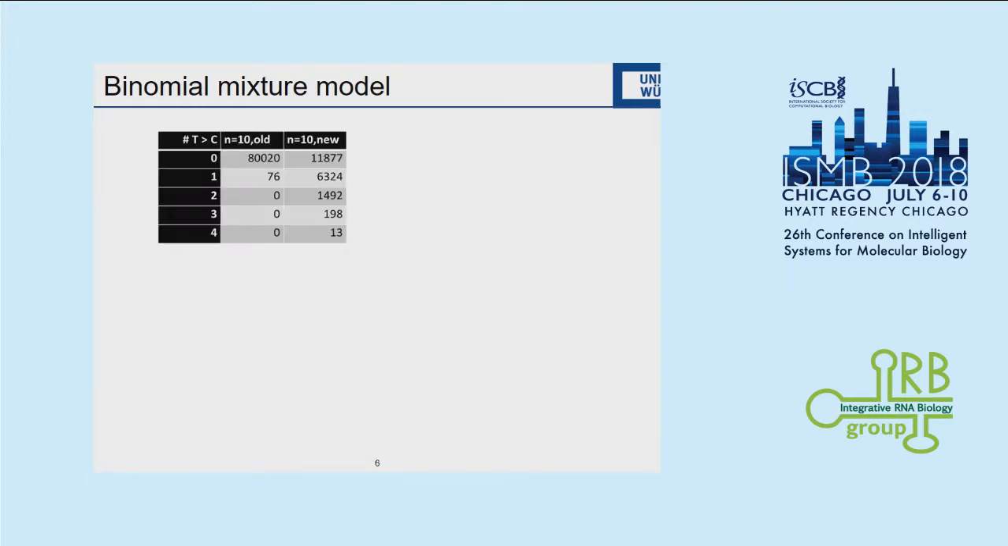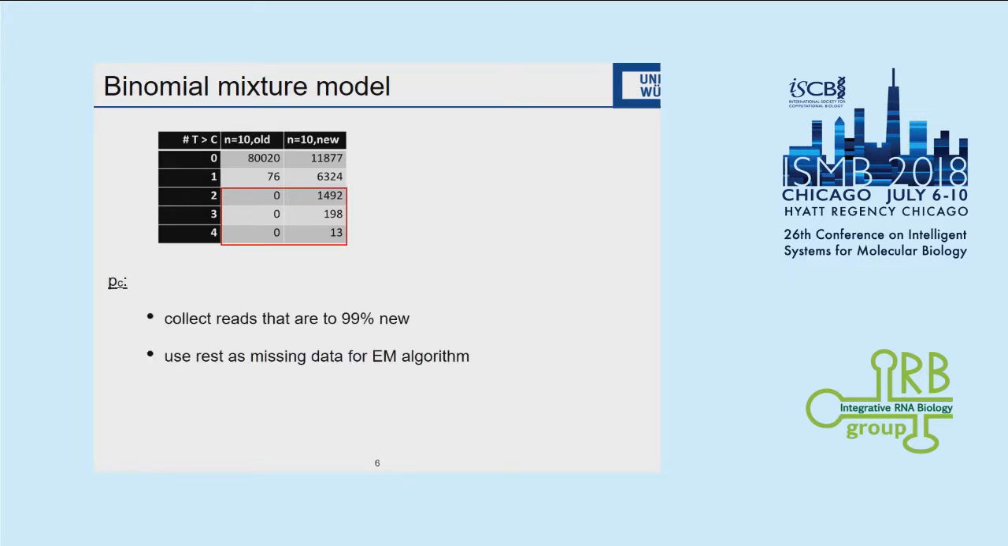Unfortunately, PC and PE differ from experiment to experiment, so we have to estimate them for each experiment. And how we do that is, if you take another close look at this table we just had, you can see that with a certain amount of thymine to cytosine mismatches per read, you can be fairly certain that these originate from newly synthesized RNA. So what we did is we took all the reads where we are 99% certain that they originate from newly synthesized RNA, and took the rest of the reads as missing data for an expectation maximization algorithm, and with that estimated PC.